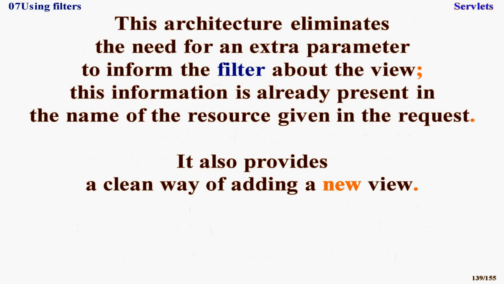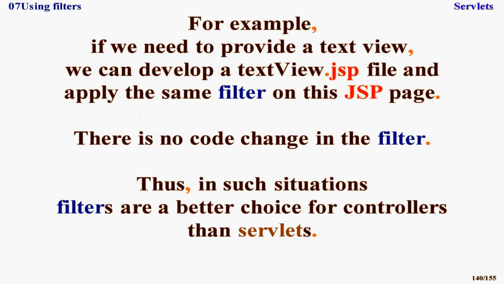This architecture eliminates the need for an extra parameter to inform the filter about the view. This information is already present in the name of the resource given in the request. It also provides a clean way of adding a new view. For example, if we need to provide a text view, we can develop a text view.jsp file and apply the same filter on this JSP page. There is no code change in the filter. Thus, in such situations, filters are a better choice for controllers than servlets.